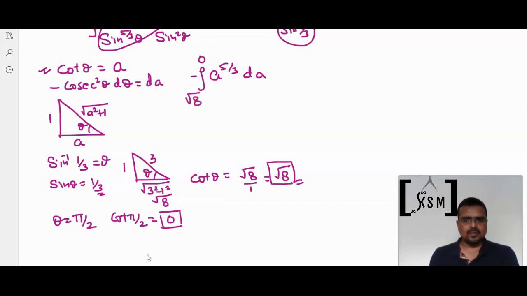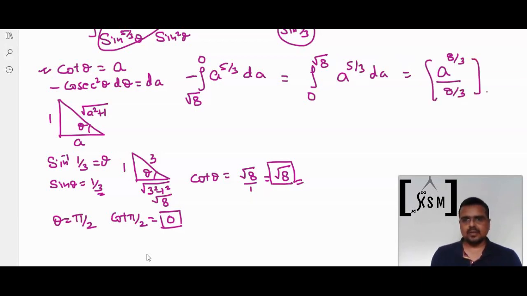Now this is the entire integration with a negative sign. We will manage the negative sign by changing the limits. I will make it from 0 to root 8. And this is a to the power 5 over 3 da. And integrate: a to the power 8 over 3 divided by 8 over 3. And then we'll apply the limits 0 to root 8. The upper limit gives root 8 to the power 8 over 3 minus 0 to the power 8 over 3, which is anyway 0. Fine. So we get 3 over 8.